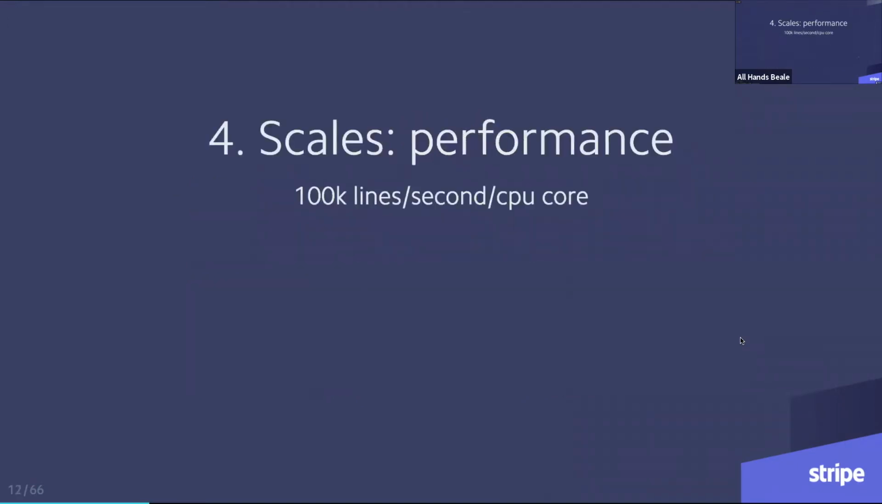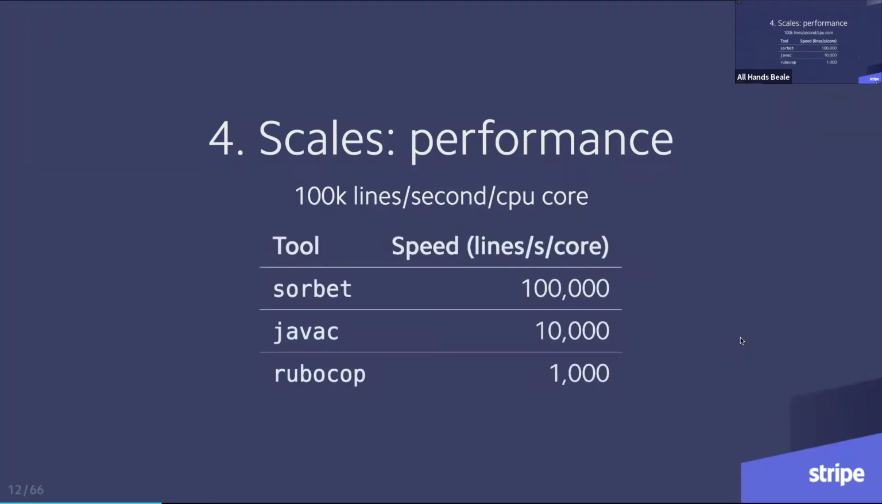And to give you some perspective on the performance part, which is partially tied to the growth of code, our current performance is around 100K lines per second per CPU core. To give you some comparison, javac is around 10x slower, and the tool that we used before, Rubocop, is around 100x slower. And the others were actually benchmarked given a single core. If you parallelize them, they don't get a perfect parallelization, while Sorbet was benchmarked on a 64-core machine.